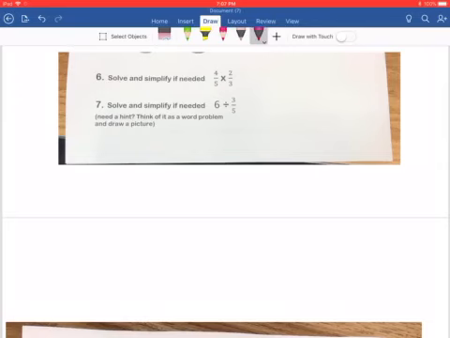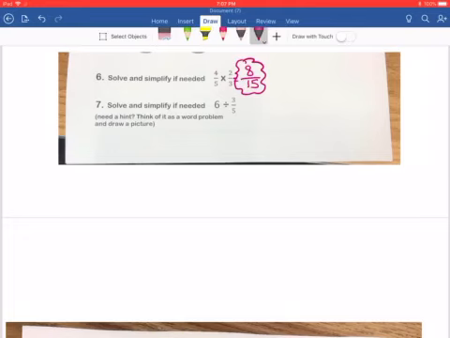Solve and simplify if needed. I like it when they just give us straight across. 4 times 2, 8. 5 times 3, 15. I can't simplify that. My factors of 8 are 1, 2, 4, and 8. And my factors of 15 are 1, 15, 3, and 5. So nothing can be divided. That's as good as it gets, 8/15.